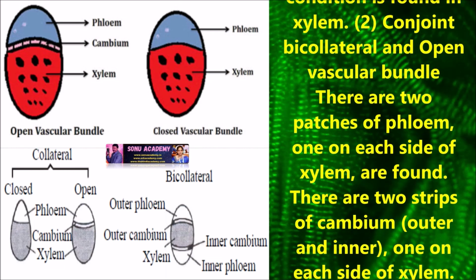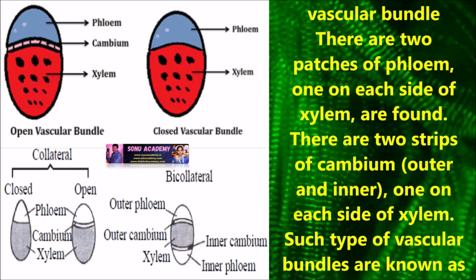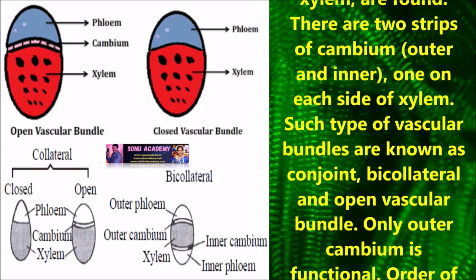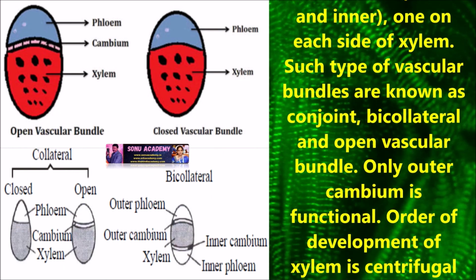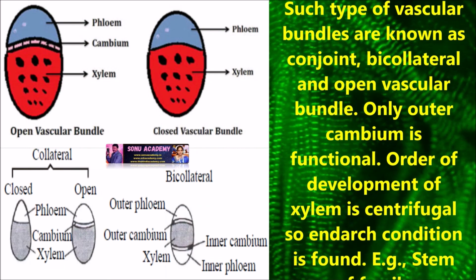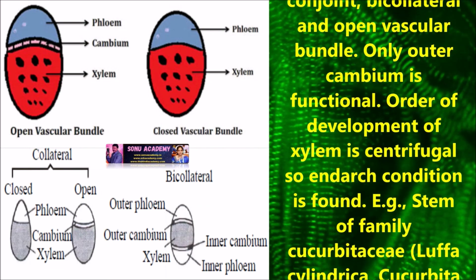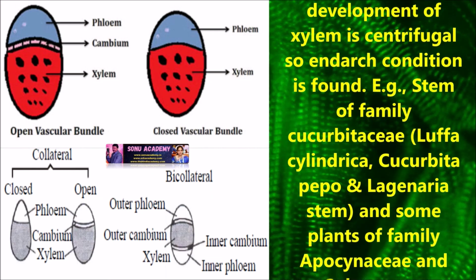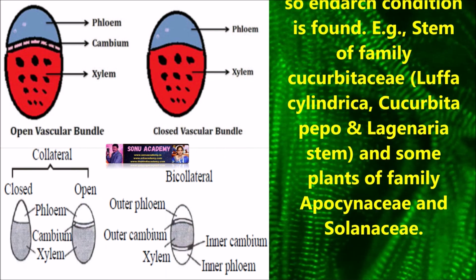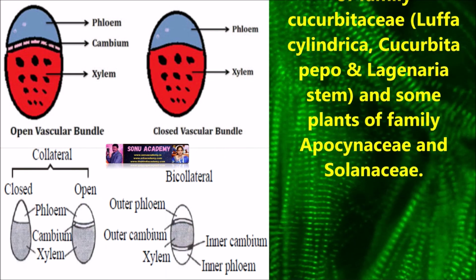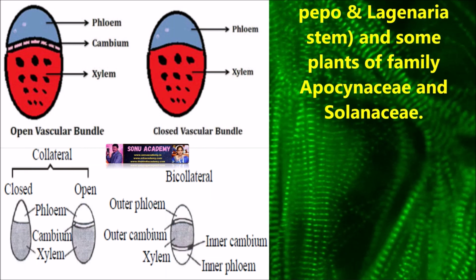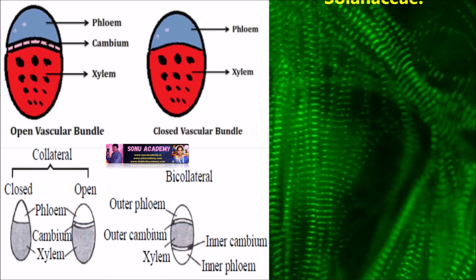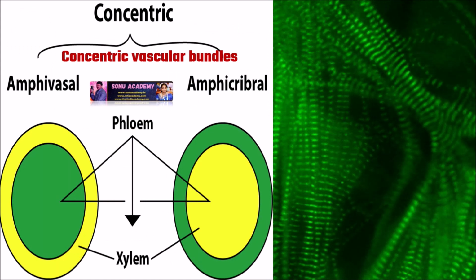Conjoint bicollateral and open vascular bundle. There are two patches of phloem, one on each side of the xylem. There are two strips of cambium, one on each side of the xylem. Such vascular bundles are known as conjoint bicollateral and open vascular bundles. Only the outer cambium is functional. The order of development of xylem is centrifugal, so the endarch condition is found. Examples: the stems of Cucurbitaceae and some plants of families like Apocynaceae, Solanaceae, etc.